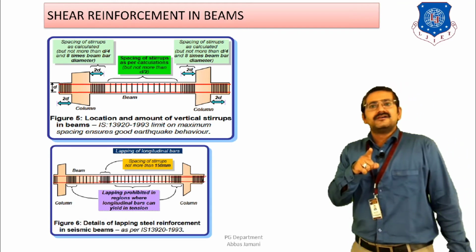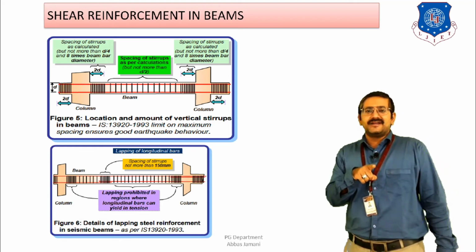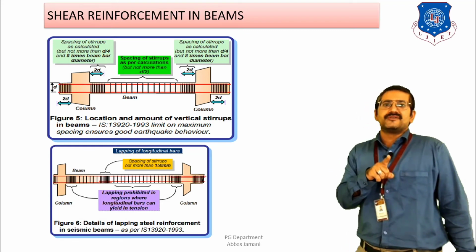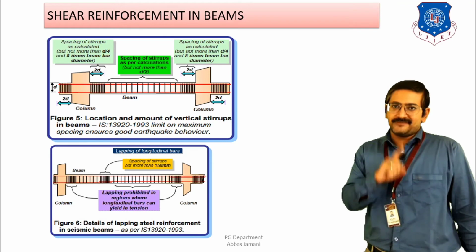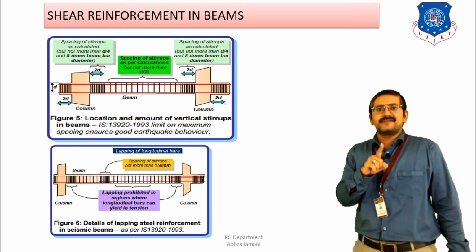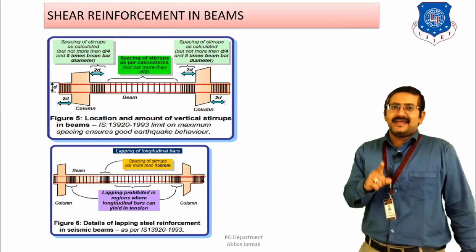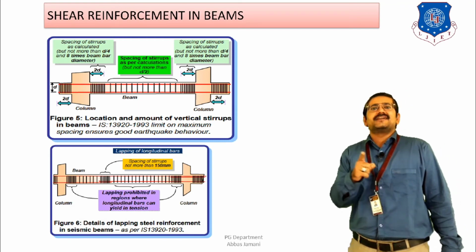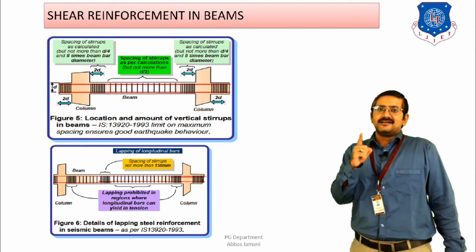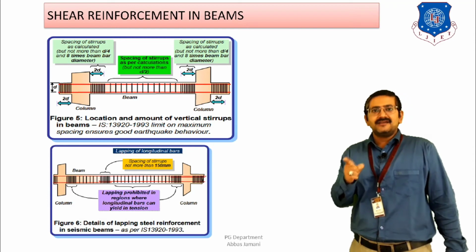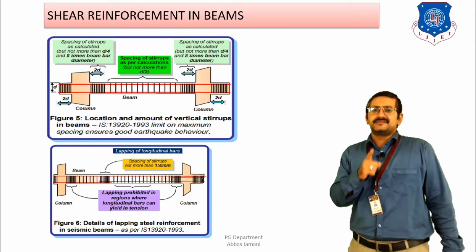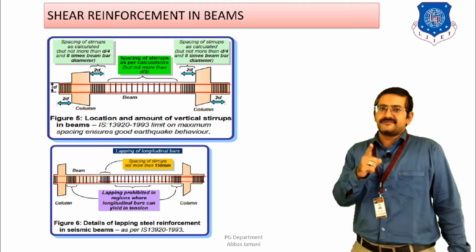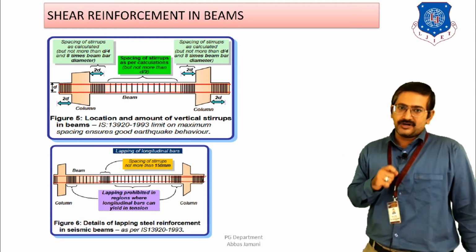The minimum diameter of the link, or the minimum diameter of the stirrups that is to be provided, has to be 8 mm, right? So the selection of diameter starts from 8 mm, and the shear strength or the shear capacity of these stirrups should exceed the flexural capacity, so that the brittle failure can be avoided and the ductile failure of the beam can be ensured. So this criteria has to be followed very strictly.